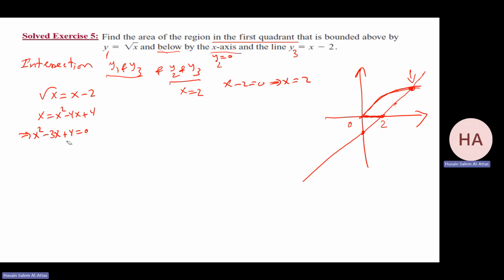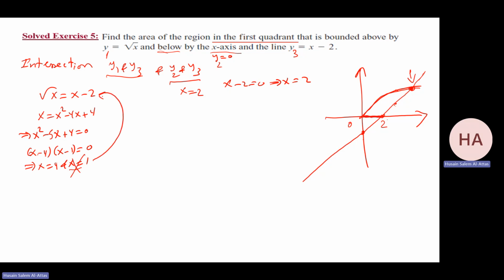No, the minus 5x, sorry. So it will be x plus 4 times x plus 1 equals 0. X minus 4. Yeah. It means x equals 4 and x equals 1. One is not acceptable.